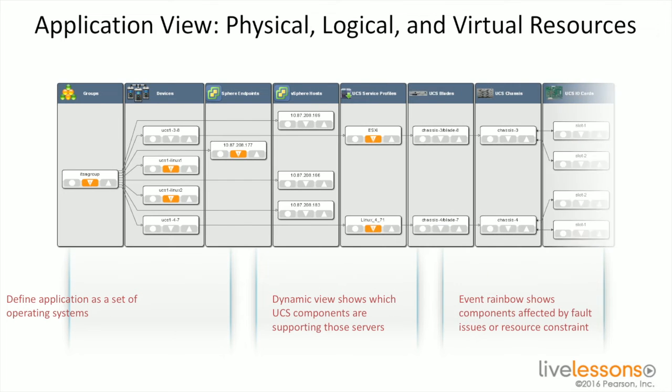So this is what it would look like within UCS Performance Manager. So you have the ability to define the application as a set of operating systems. So here we've got that top level view all the way to the left. And then you've got the components that make up that piece of it. The rest of the pieces are dynamically built based on connectivity to the application itself.